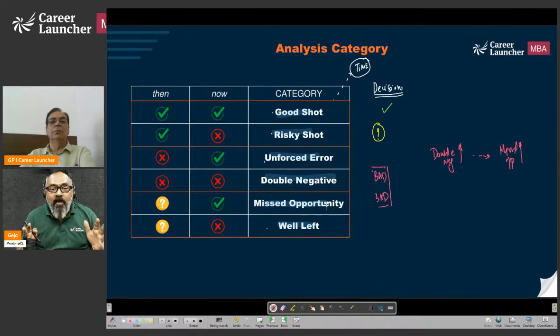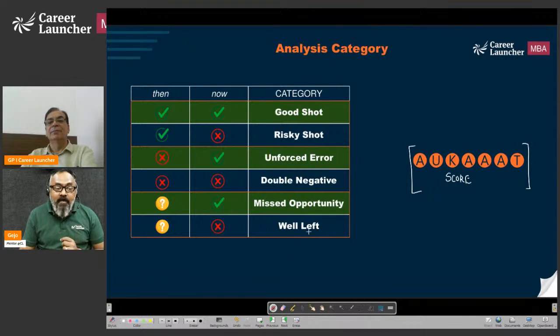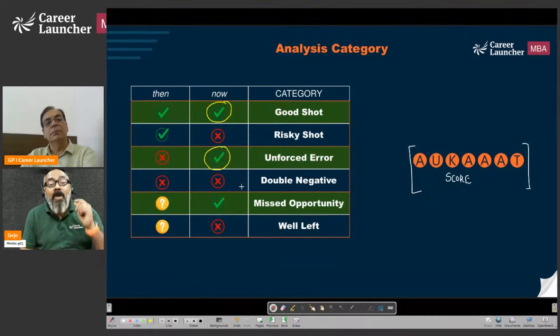ये हो गया. Okay. Now the question about how do I improve? इसमें I'm going to call something known as an Aukat score. Aukat score is your potential score, your actual competence score, which is a count of all the questions that you have now got right, including the good shots, including the ones that you could have got right, and all the missed opportunities. ये हो गया तेरा औकात score.